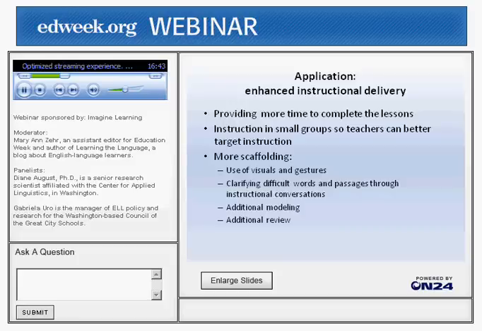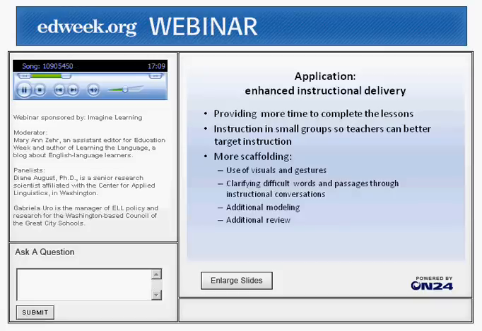So what do I mean by scaffolding? This is really the short version here, but using visuals and gestures, clarifying difficult words and passages through instructional conversations. So you're in mixed classrooms teaching children. These children have various levels of literacy proficiency as well as oral language proficiency. I work in middle grade classrooms in Texas, and I can tell you in those classrooms, 1/3 to 2/3 of the children are not reading on grade level.